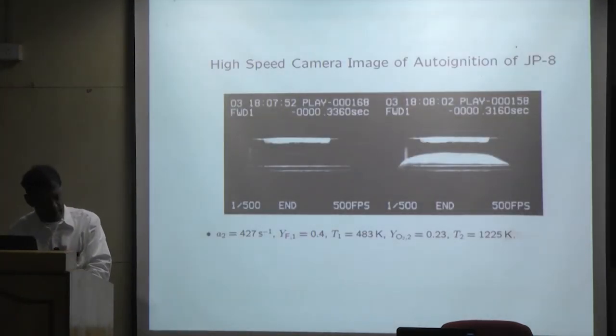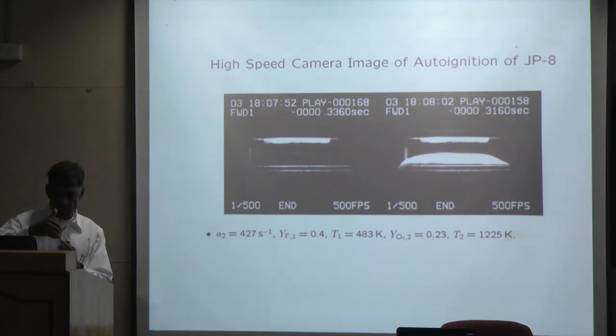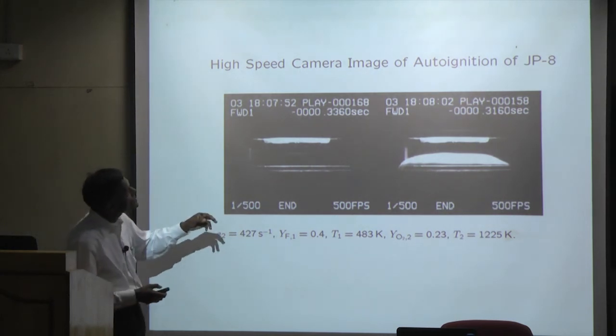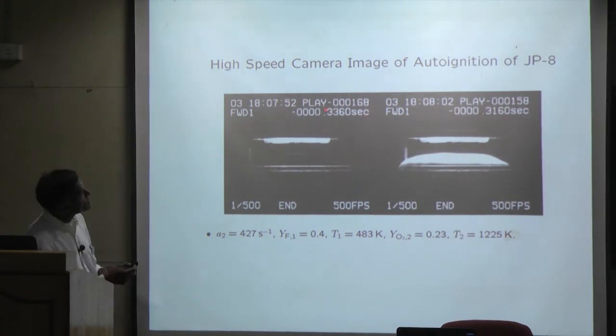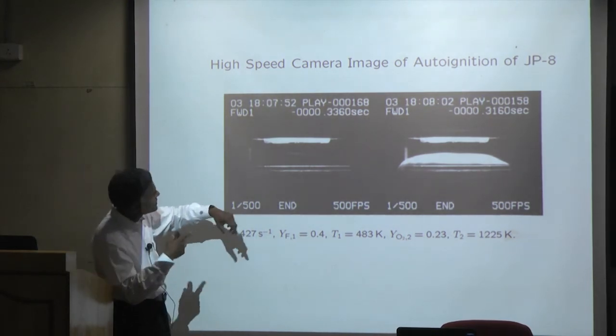Now here what I want to show you is that when you do these auto ignition experiments, since you're doing detailed numerical calculations with them, it's very important that the auto ignition always takes place at the axis of symmetry. Here is a high-speed camera image at UCSD of an auto ignition event.